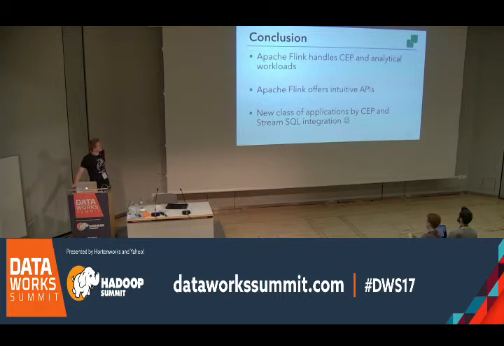So this brings me to my last slide, or almost last slide, the conclusion. What you've seen today is that Apache Flink, as a stream processor, is able to handle CEP as well as analytical workloads alike. I think it has some intuitive APIs to solve some advanced problems easily, and allows you to get quickly started. And by combining CEP with streaming analytics, we are able to implement a new class of applications to extract even more information from data. So, meaning creating more value for a company.